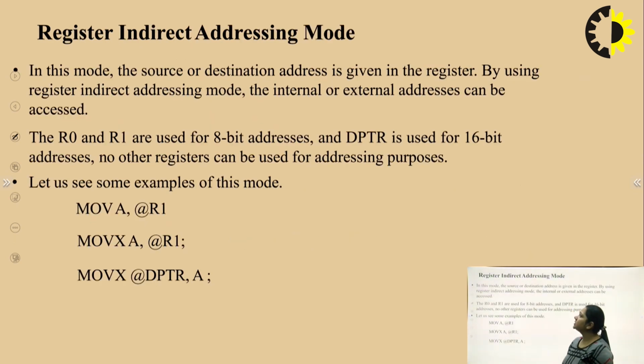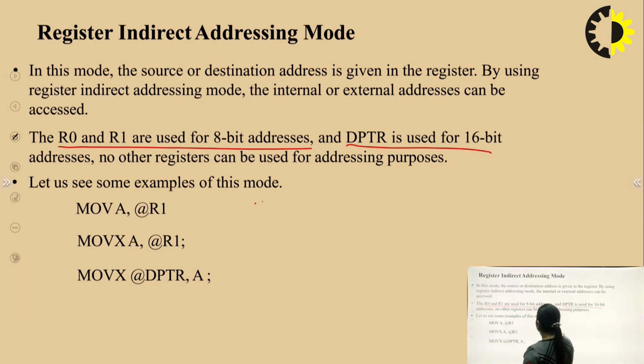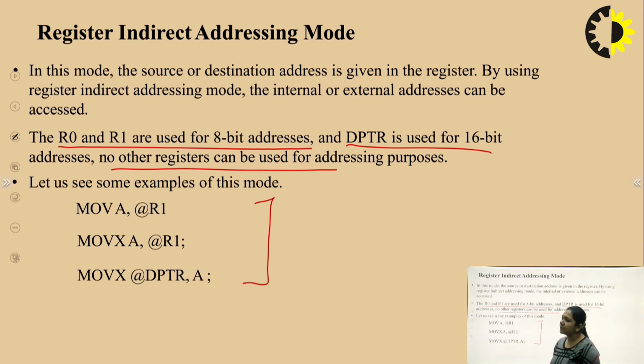Next is our register indirect addressing mode. In register indirect addressing mode, the source or the destination address is given in the register itself. By using that register, we can find the internal or external addresses. R0 and R1 we use for 8-bit addresses. The data pointer is used for 16-bit addresses, and no other registers will be used for addressing purposes. The accumulator can be used but not for the direct transfer.